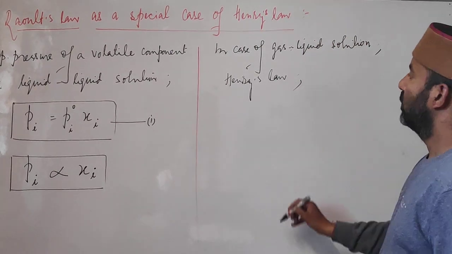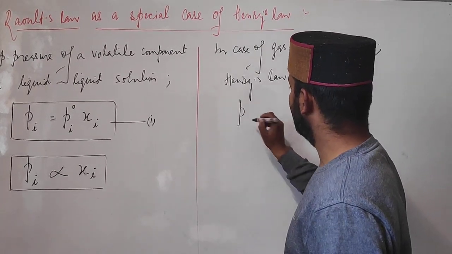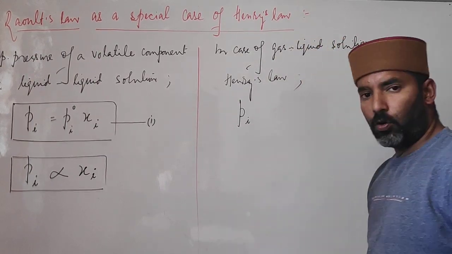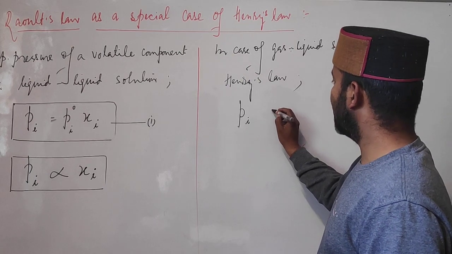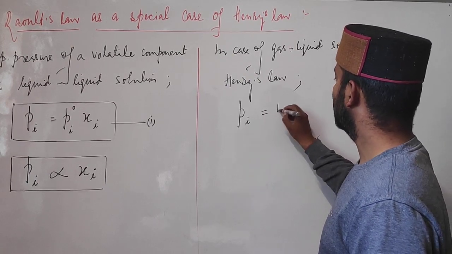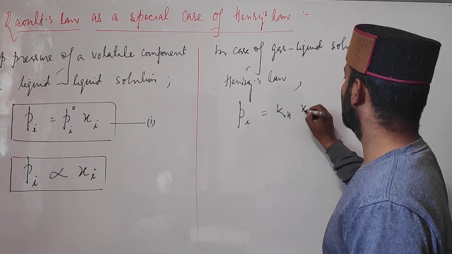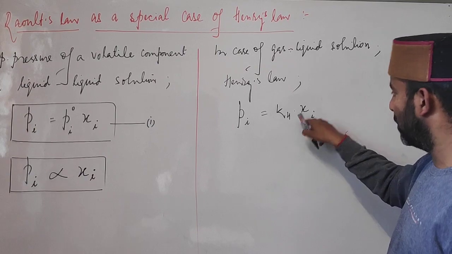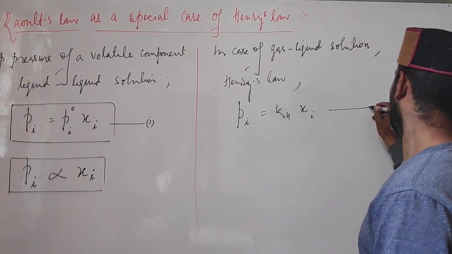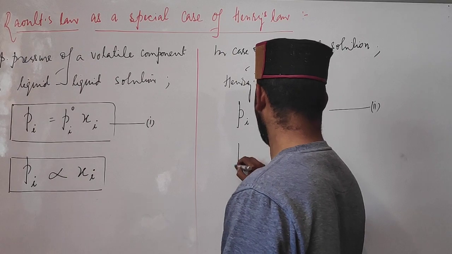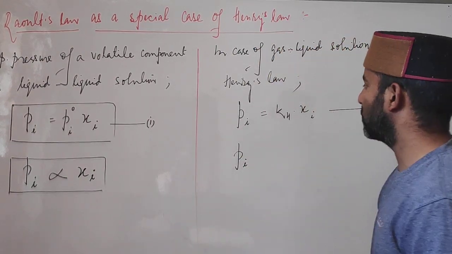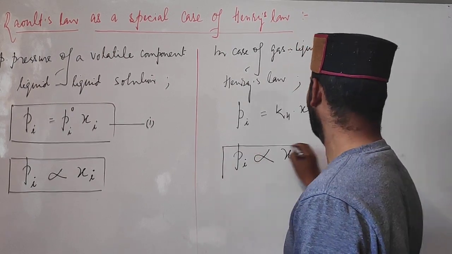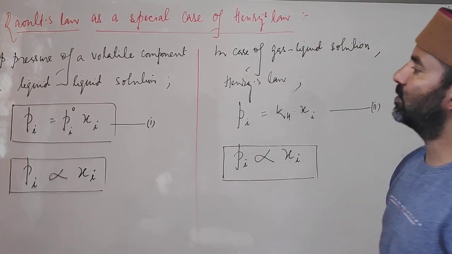The partial pressure of the gas, say it can be any gas, over the solution is directly proportional to the mole fraction of the gas in the solution, and mathematically we write it as Pi equals Kh into Xi. So we can conclude that the partial pressure of the gas over the solution is directly proportional to the mole fraction of the gas in the solution.